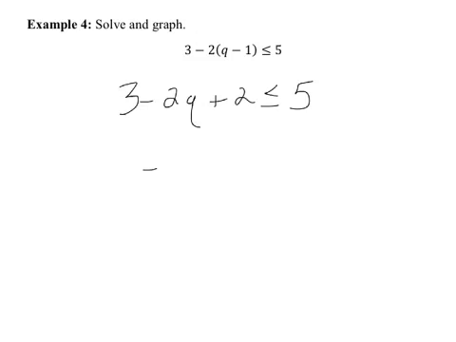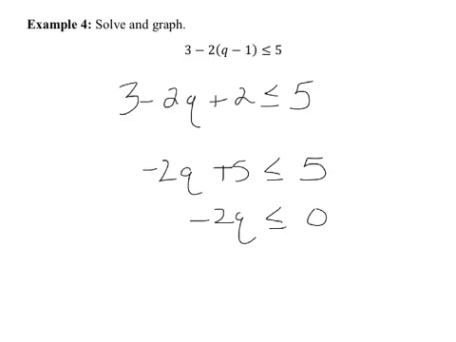And what we get is negative 2q plus 5 is less than or equal to 5. So negative 2q is less than or equal to 0. Now, be careful here. Many people want to say, oh, it's undefined or there's no answer at first. But actually there is. There most definitely is.